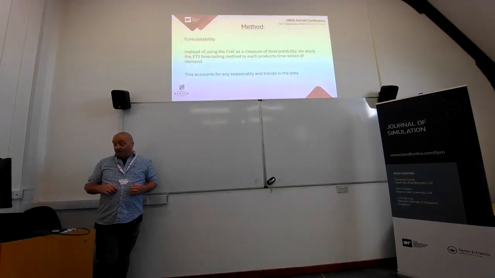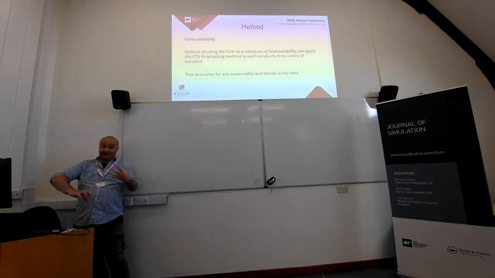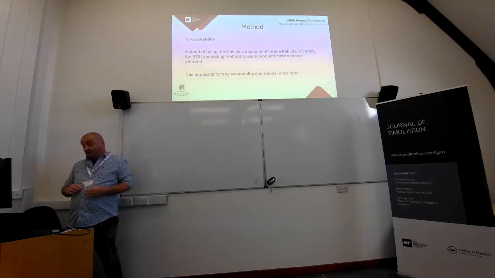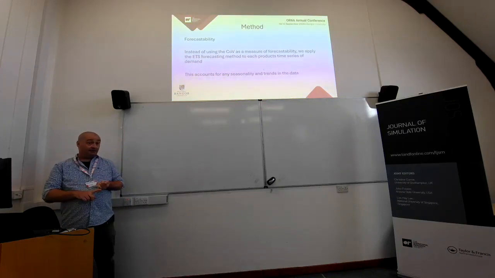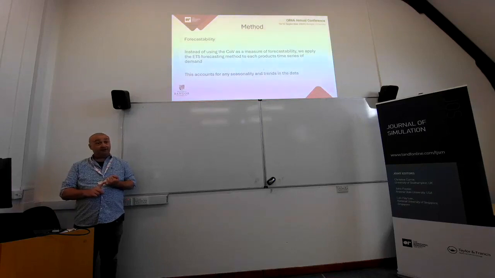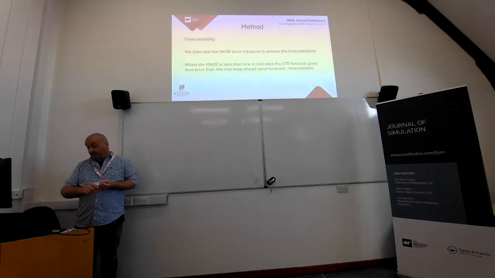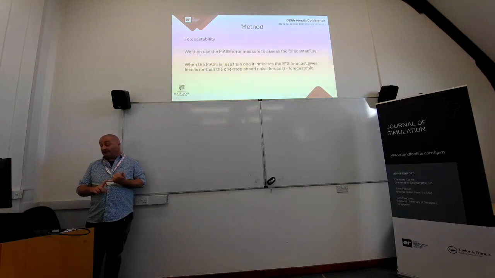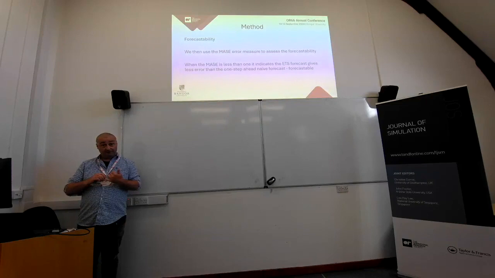So, in terms of the forecastability, and I appreciate that this is a kind of almost circular approach in a sense, what we did was apply the ETS forecasting method to each of the products' time series, and then we would use the MACE error metric to determine whether it was forecastable or not. So where a MACE is less than 1, it indicates that the ETS forecast has less error than the one-step ahead forecasts.